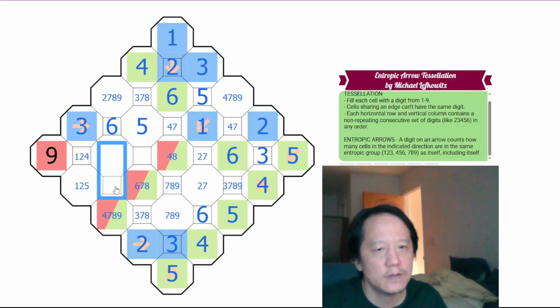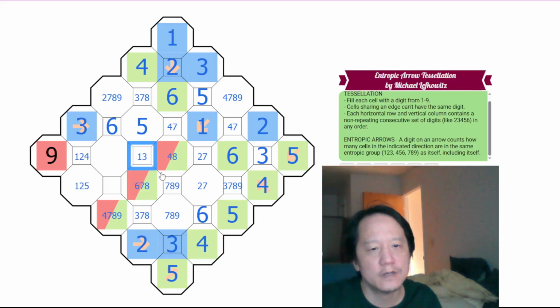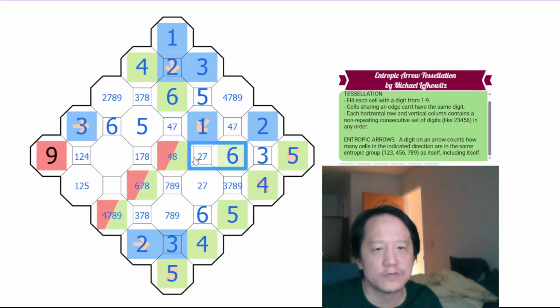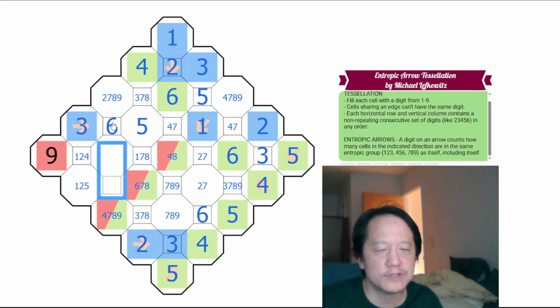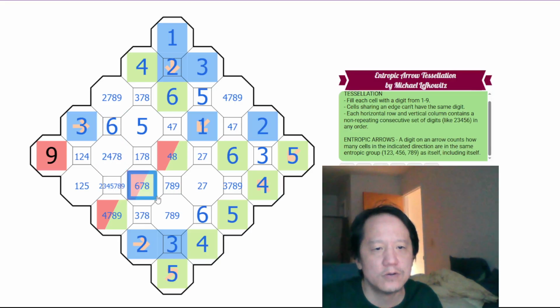Okay. Remaining digits in column 4. We could have a 1, 3, 6, 7, 8. No 3 or 6 here, because of 3 or 6 in the row. We have 6 here, so it could be 2 through 6 here. No 6 obviously there. Or 7, 8, and 9. No 3, 5, or 9 here. No 4 here.